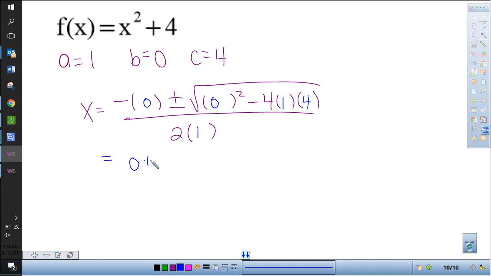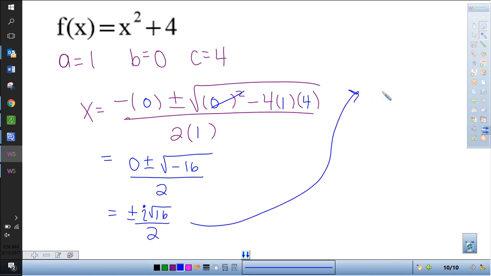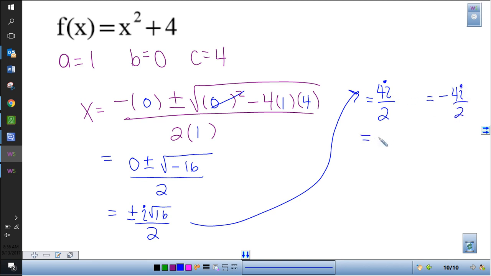And this time I get 0 plus or minus the square root. And this time when you multiply under the square root, that's a negative 16. Well, remember, the square root of negative 1 is i. So this becomes plus or minus i times the square root of 16 over 2. The square root of 16 is 4, so this is positive 4i over 2, and negative 4i over 2. 4i over 2 is 2i. Negative 4i over 2 is negative 2i.